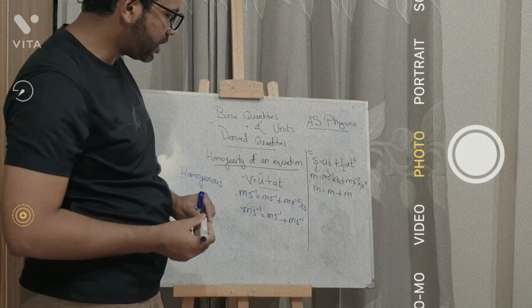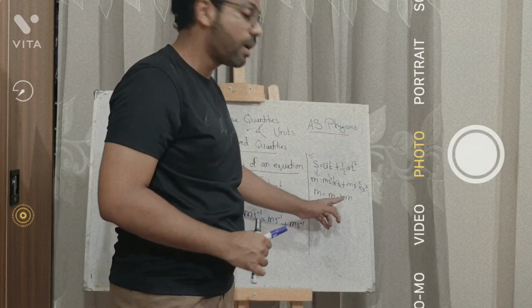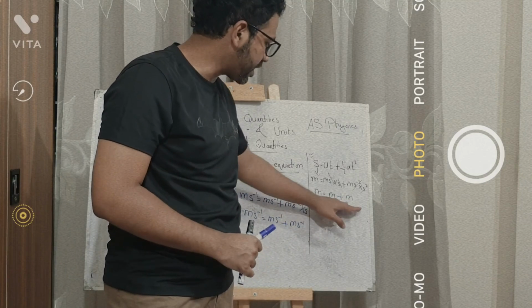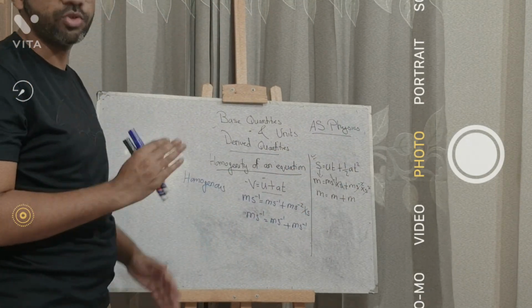So you see that both the sides of the equation, the left hand side and the right hand side, are homogeneous because you have all the terms in the same base units. So this is how we show whether an equation is homogeneous or not.